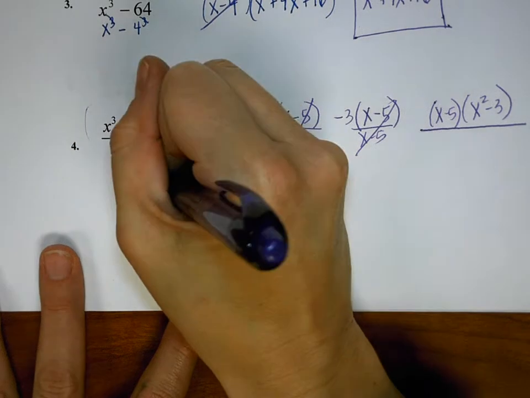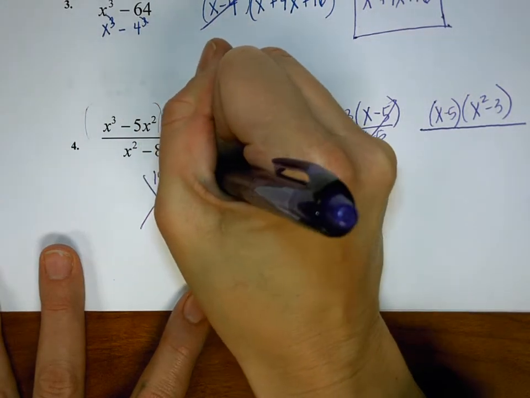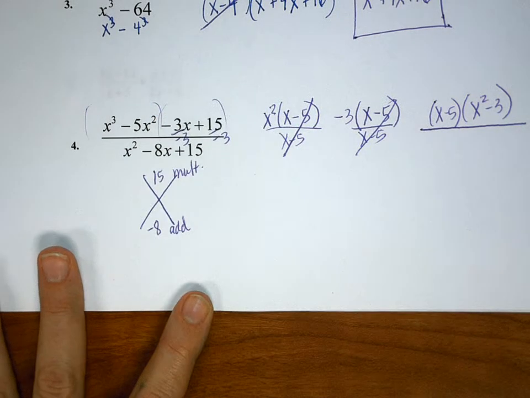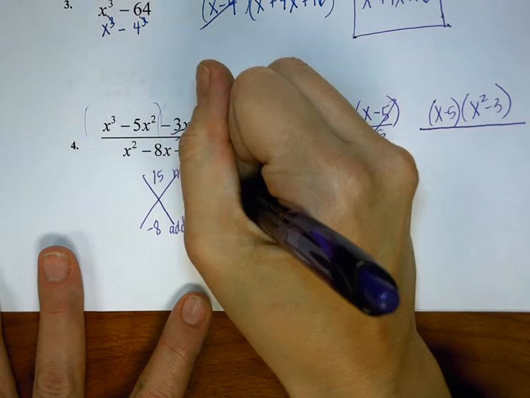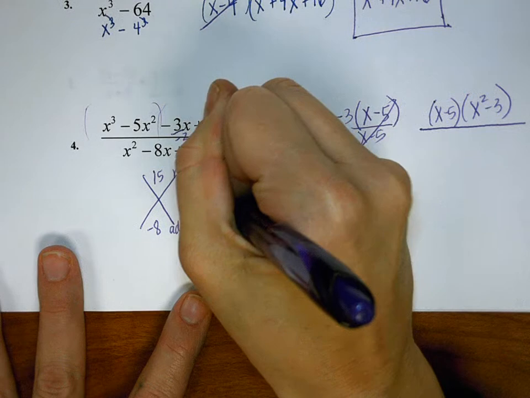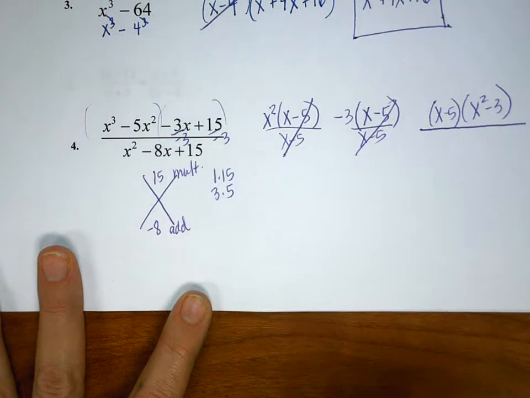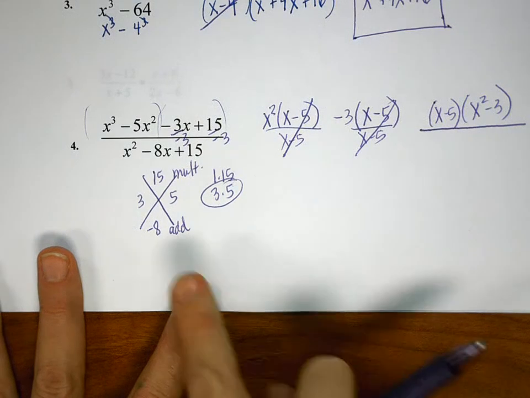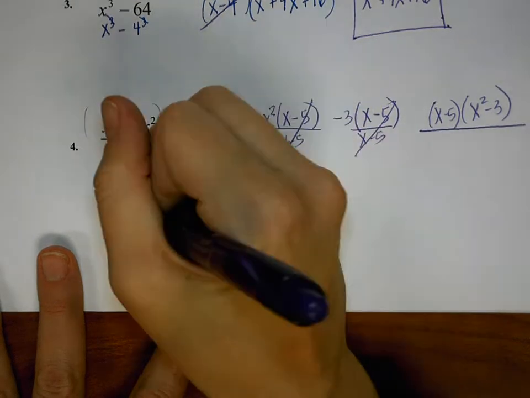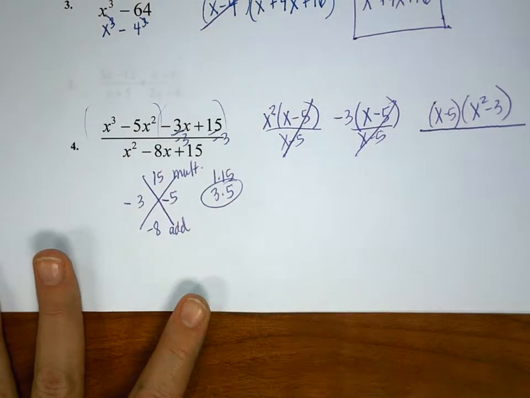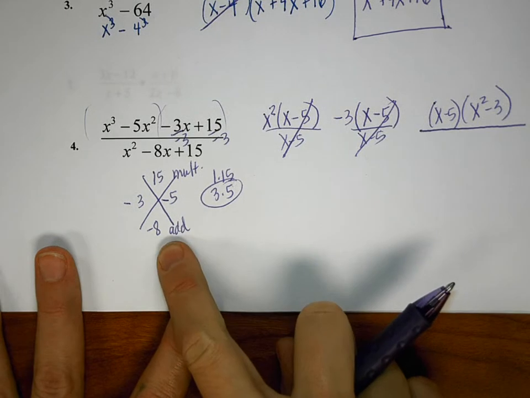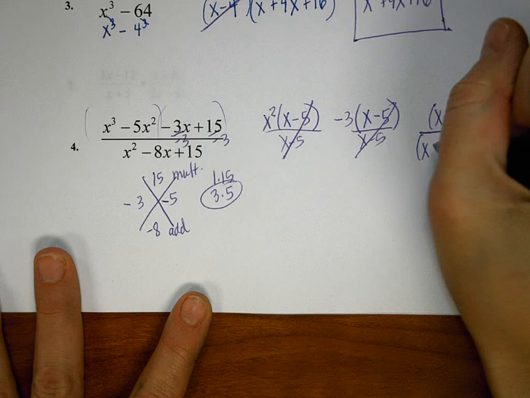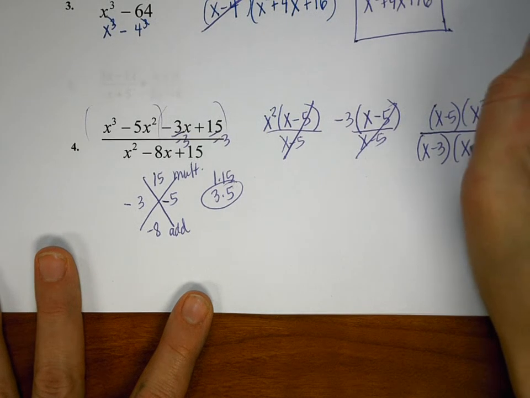We're looking for a number that multiplies to be 15 and adds to be negative 8. If we list all the numbers that multiply to be 15, you have 1 and 15 and 3 and 5. 3 and 5 are the only ones that can make 8. And in order for them to add to make a negative and multiply to be a positive, both of them need to be negatives. So negative 3 plus negative 5 is negative 8. Negative 3 times negative 5 is positive 15. So we have x minus 3 and x minus 5.